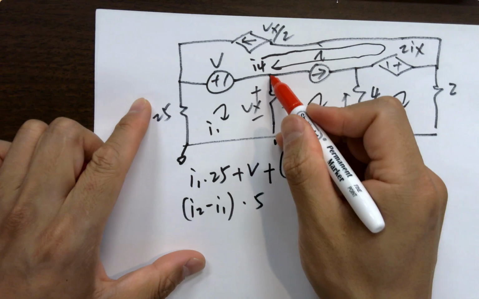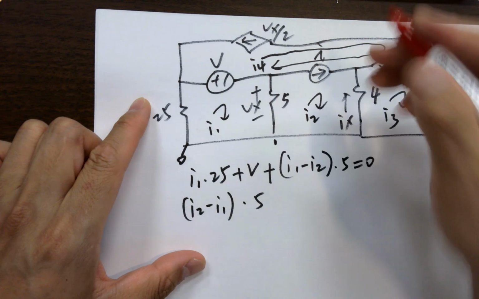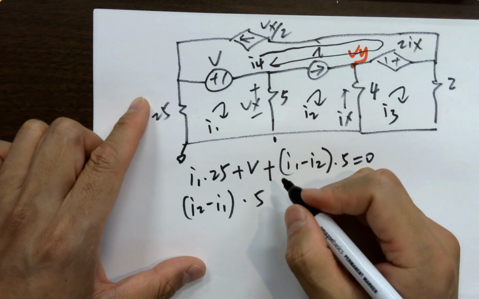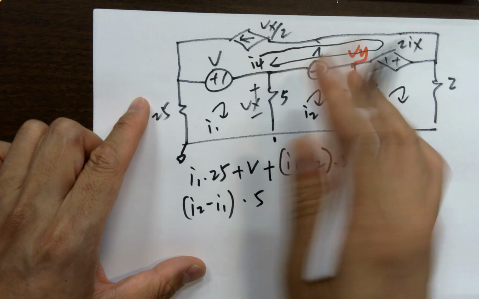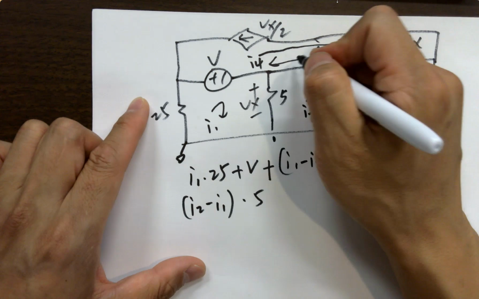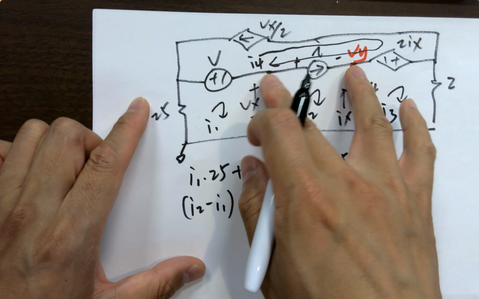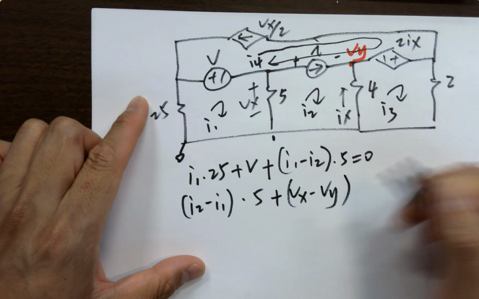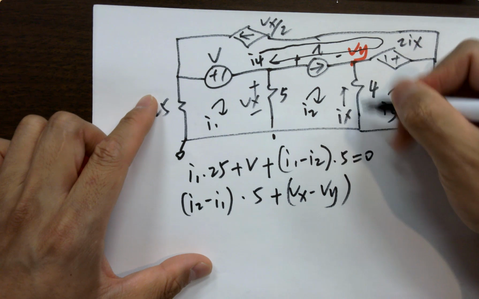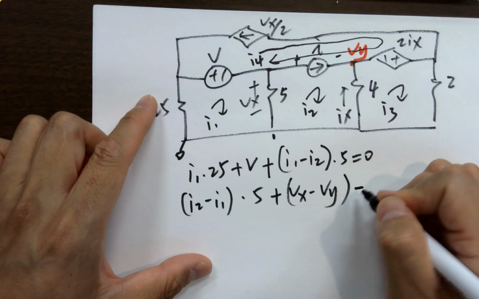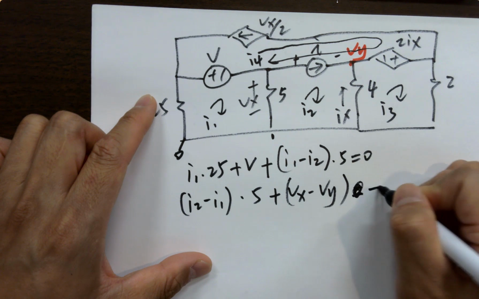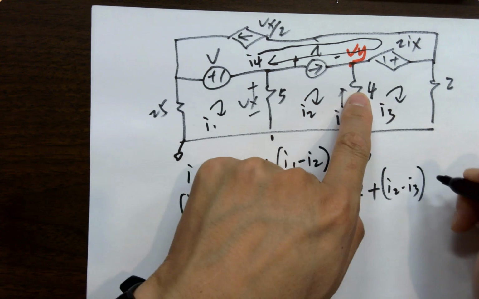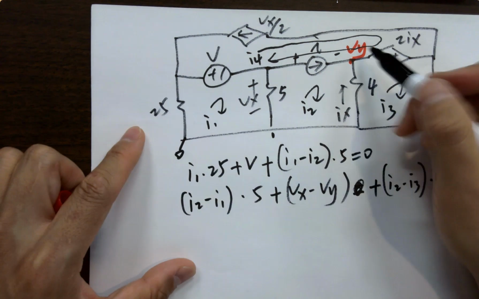So because this voltage is already known, it's Vx. So we just assume this guy as Vy, right? Then we know this will be the voltage across this one, if you assume this is plus and minus. So what's the voltage difference between these two? Yeah, exactly. And then here, plus I2 minus I3, right? Times 4. And you're asking, why don't you just use Vy?